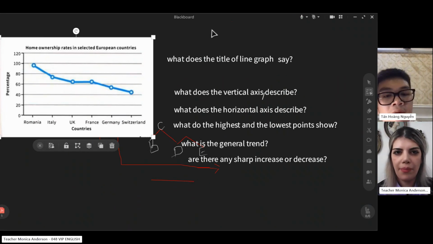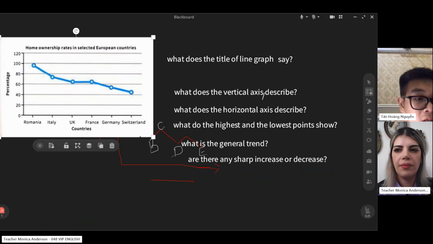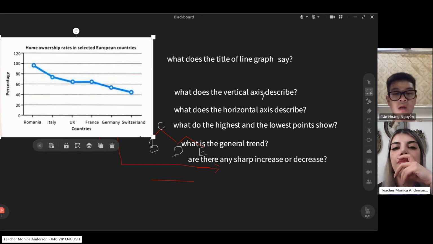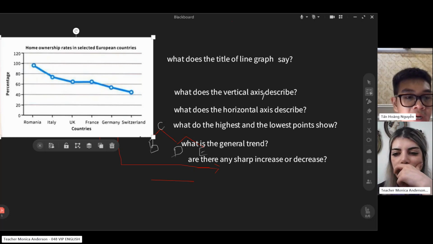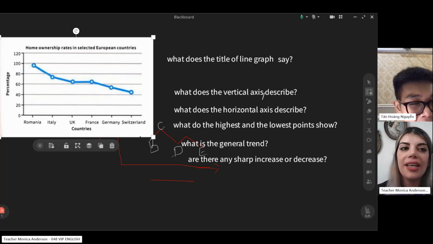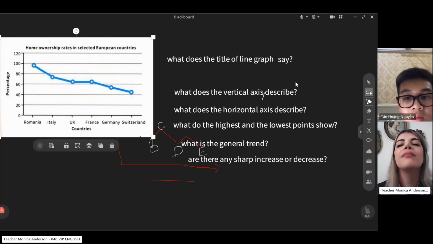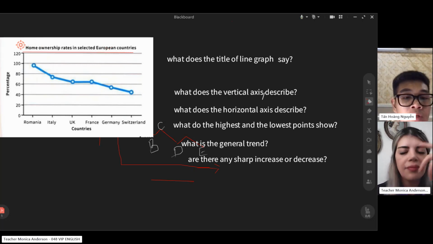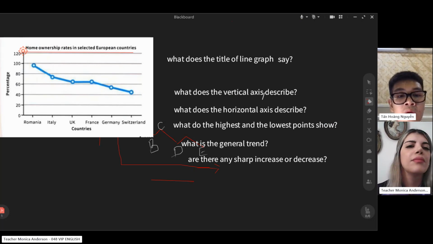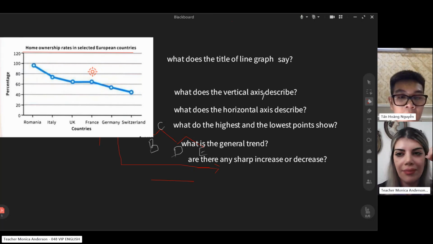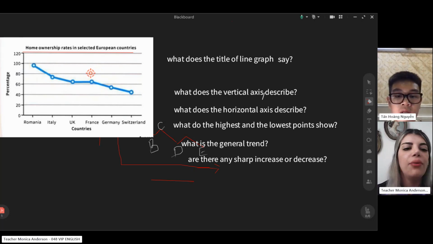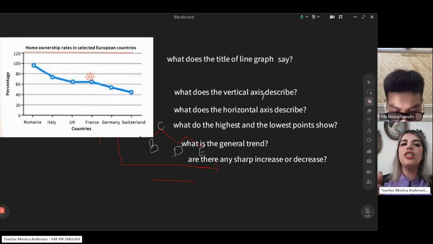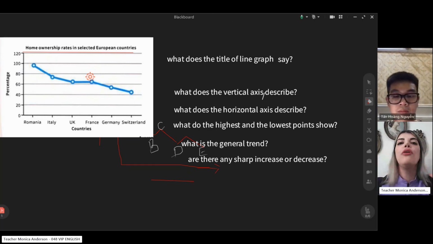The title of the line graph says that the line graph demonstrates how home ownership rises in selected European countries. Very good. So that's it. So the first question, the first sentence of your overview.